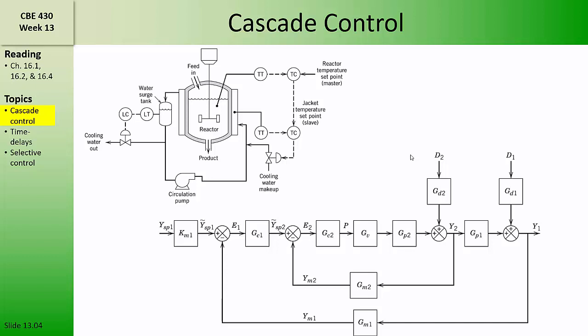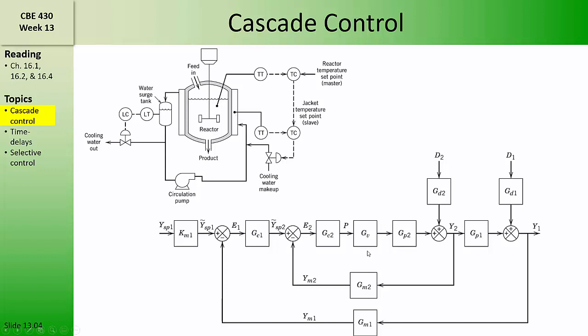Cascade control can be represented by a generalized block diagram like the one shown here. The operator supplies a set point for the master or primary control loop. Y1 is the controlled variable for the master loop. The error signal in Y1 is then used in the primary controller. The output of the primary controller is a set point for the secondary or slave control loop. In our jacketed reactor example, Y1 would represent the temperature of the contents of the reactor, and Y2 would represent the temperature of the cooling water circulating in the jacket.